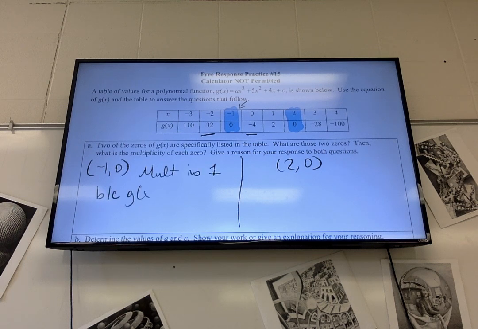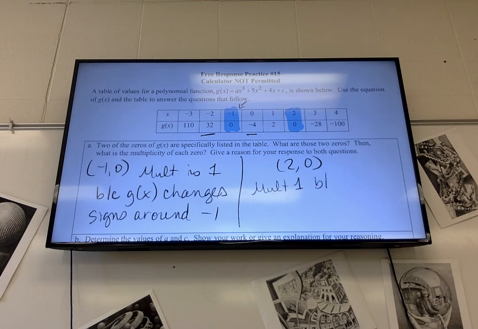Because g of x changes signs around -1. Okay, what about 2, 0? Yep, same thing. Also has a multiplicity of 1.